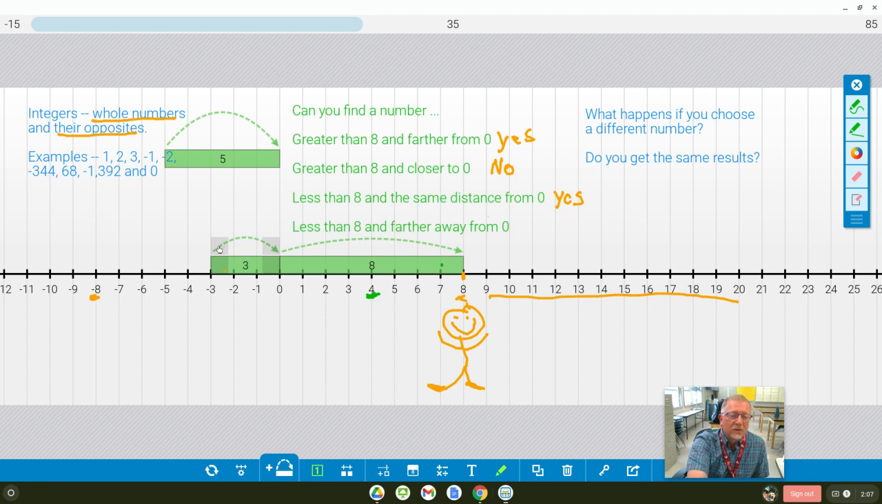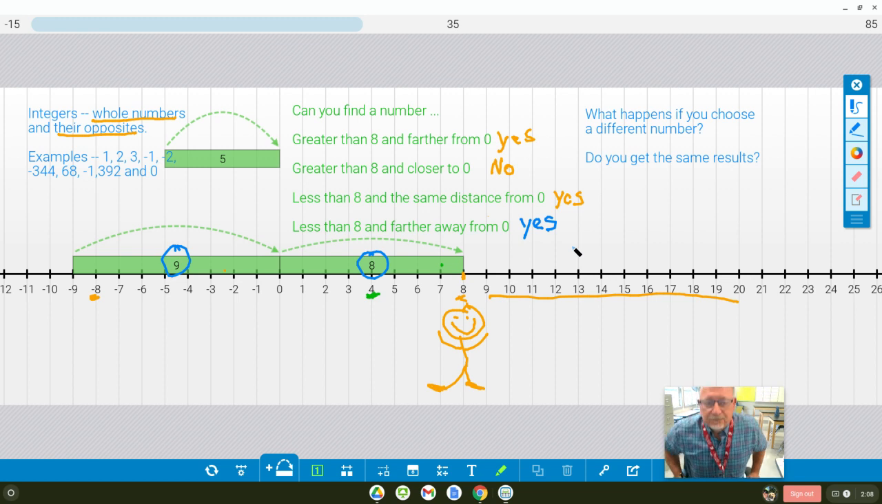Where do we have to go? We already found that negative 8 is the same distance from 0. What happens if we go past negative 8 to the left? We're going to negative 9. Is negative 9 less than 8? Sure. Is it farther away from 0? Well, we can see here that it is 9 away from 0, and 8 is only 8 away from 0. Okay, so we can find this.